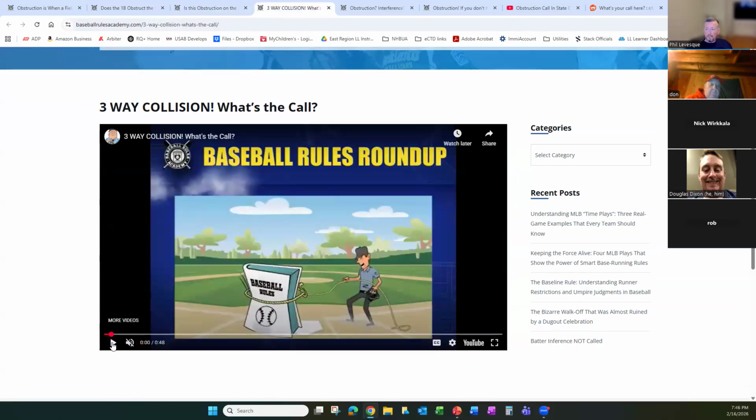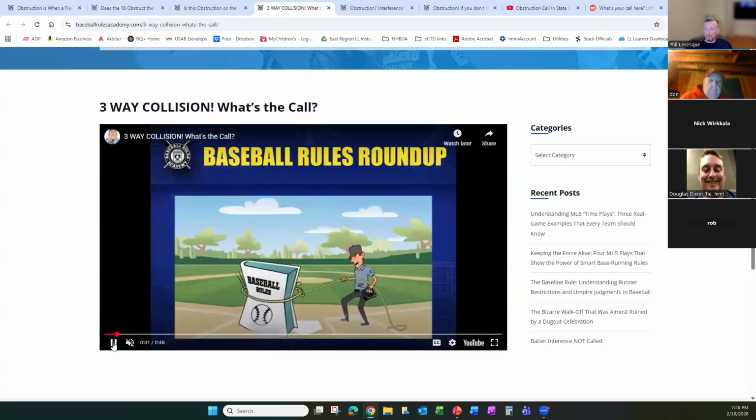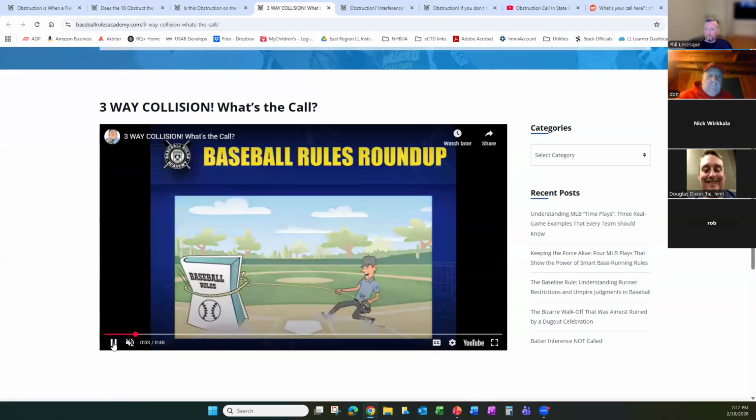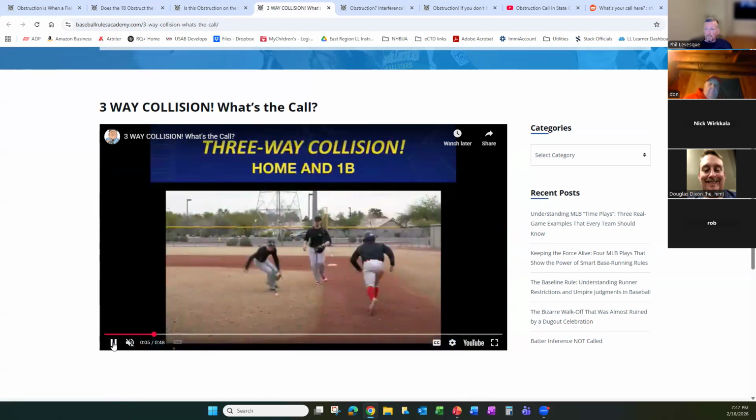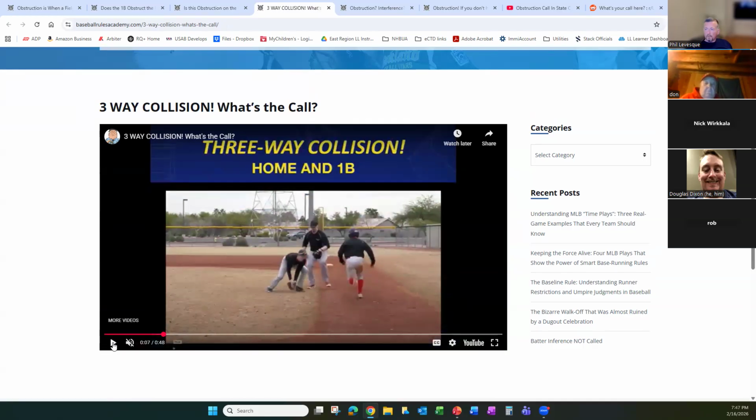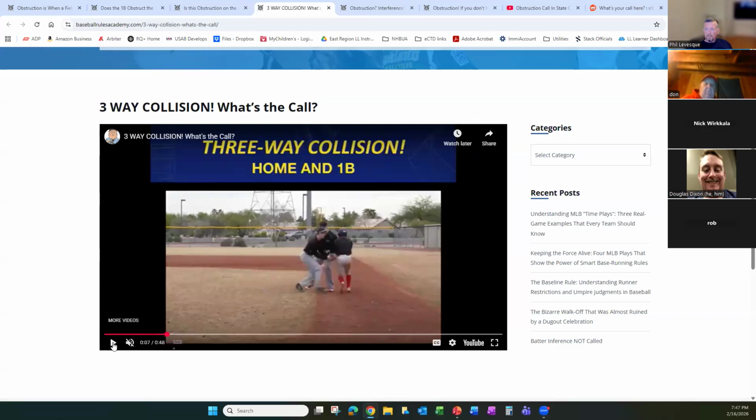Three-way collision. I think, Cappy, this one might get to your question. So we've got a similar situation here. This time the pitcher is the one who fields it. We've got a first baseman who is perilously close to that runner's base path headed to first base. And now we have a tag attempt. A lot of stuff happening at the same time here. Who's got obstruction?